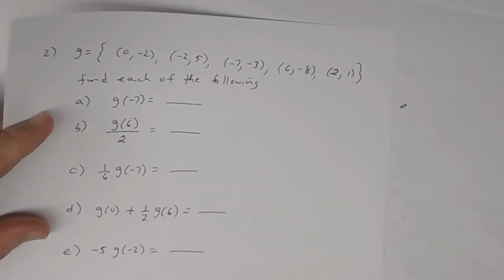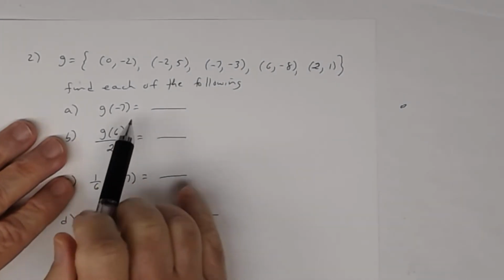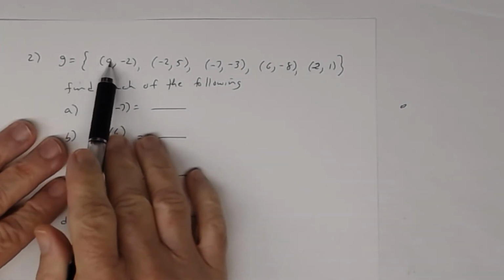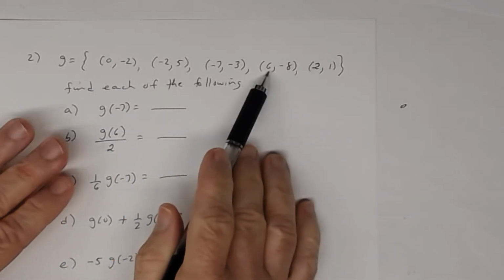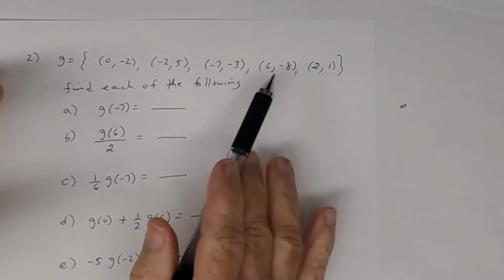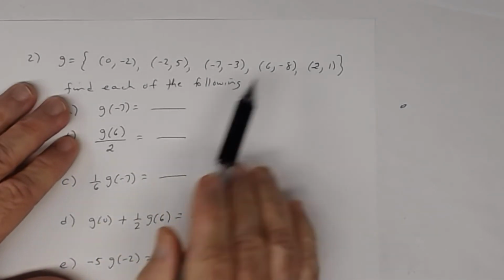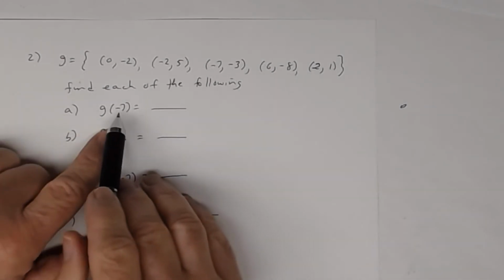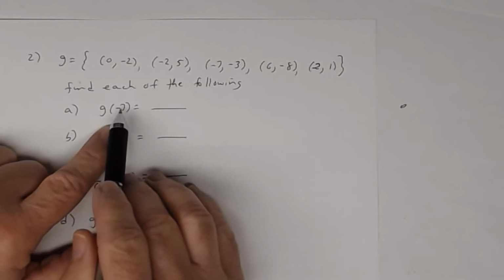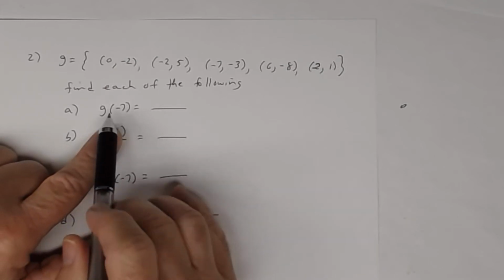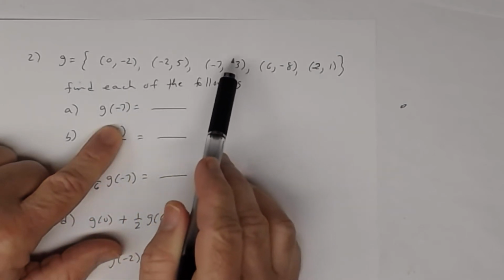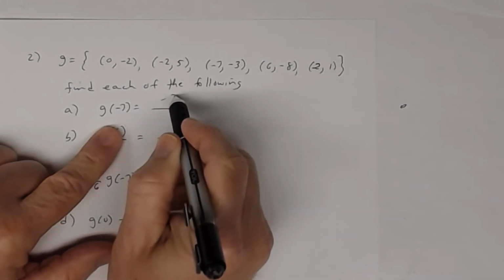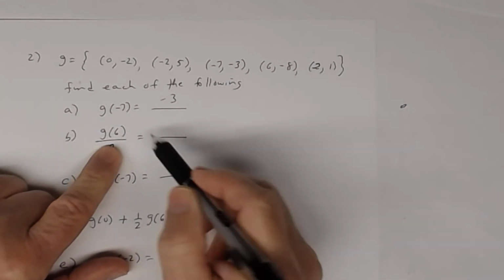So number 2, let's do one more. Number 2, same thing. You're given this function g this time, and function g is also a set of 5 ordered pairs, and it doesn't have to be 5. It just so happens in these 2 examples I chose 5. But you do the same thing. So what's the y value when x is negative 7? So I go to my function g, and I find where x is negative 7, the y value is negative 3. Very simple.